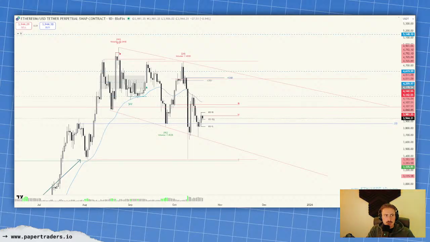ETH. Side channel. Downside. Just doing some posting inside here.